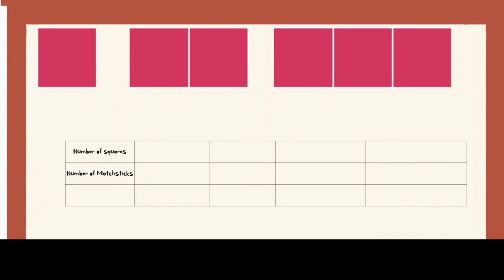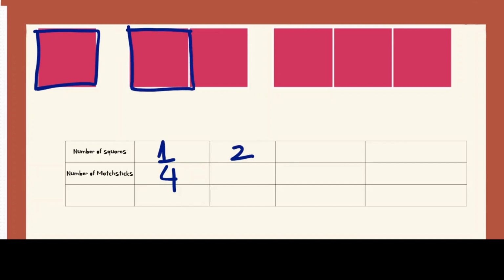This time, assume that they are overlapping at this point. Okay. So for creating one square, how many matchsticks do you think you require? So it is 1, 2, 3, 4. Now, if you are creating two squares, then how many matchsticks do you require? 1, 2, 3, 4, 5, 6, 7.